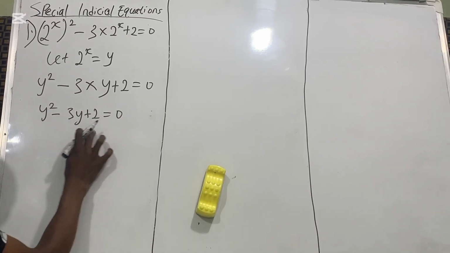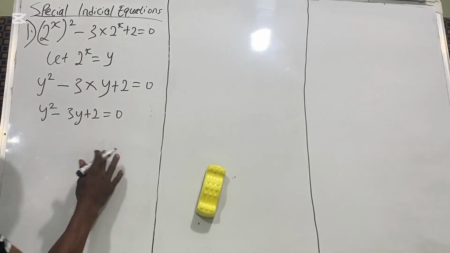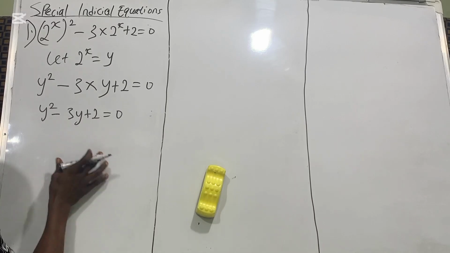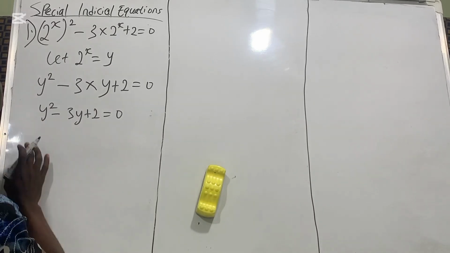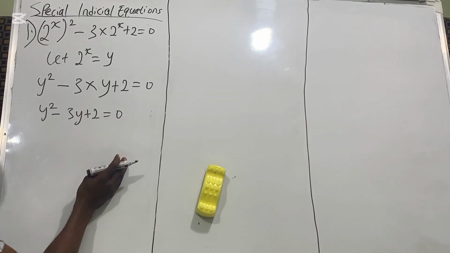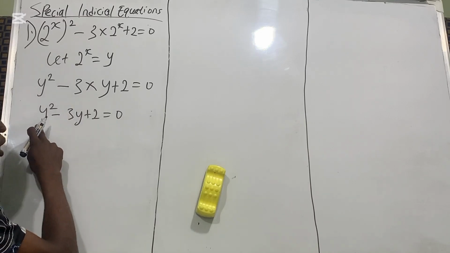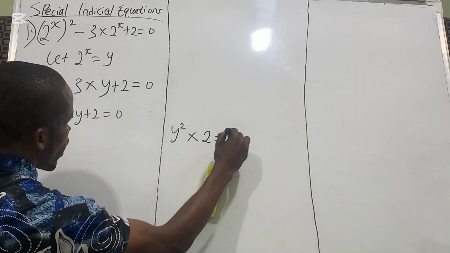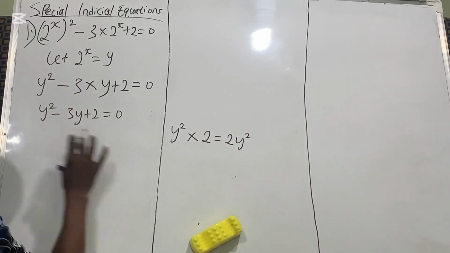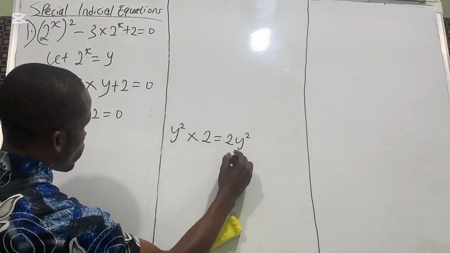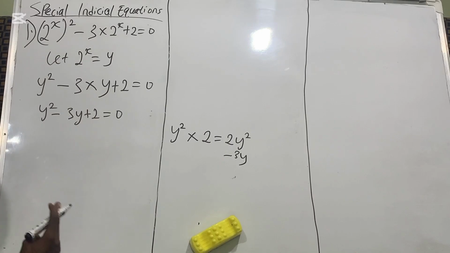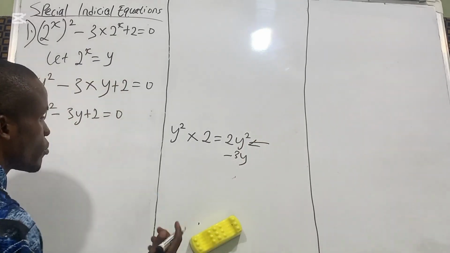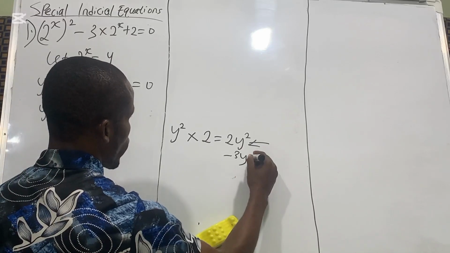This is now a quadratic equation, which we can solve using any method that is best for us. I advise that we factorize. The first term is y squared multiplied by the last term, 2, which gives us 2y squared. The middle term is minus 3y. So we think of two factors such that their product gives 2y squared and the sum gives minus 3y.